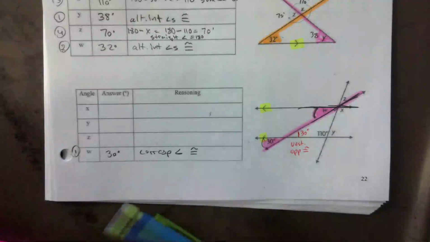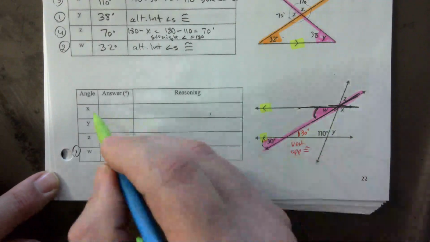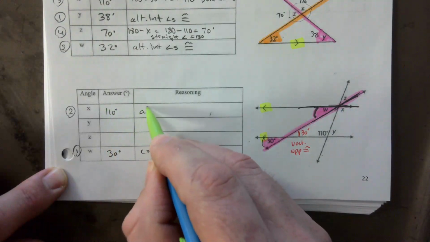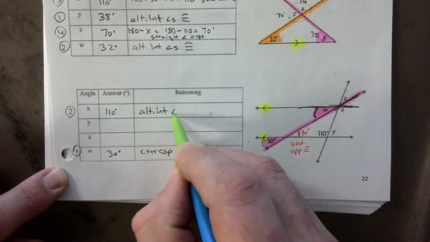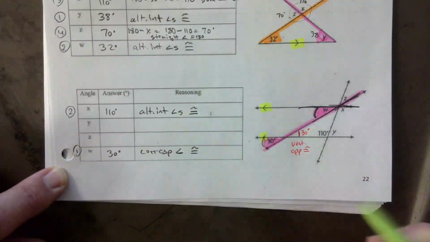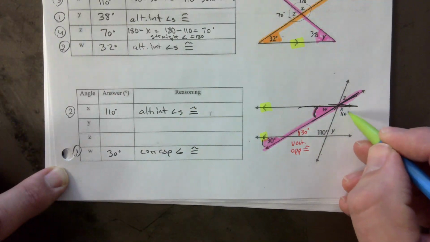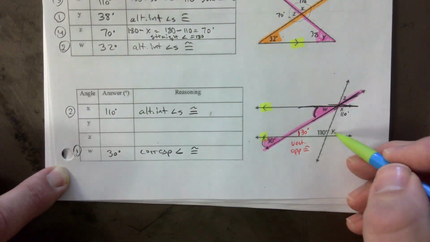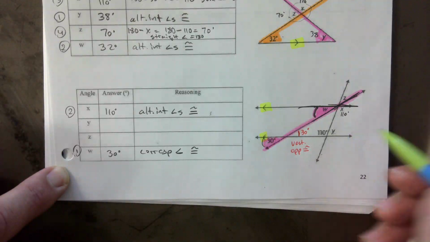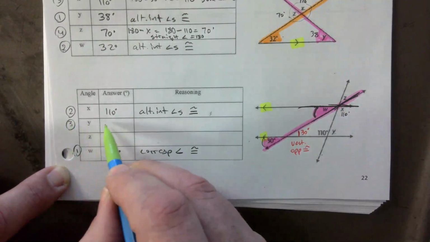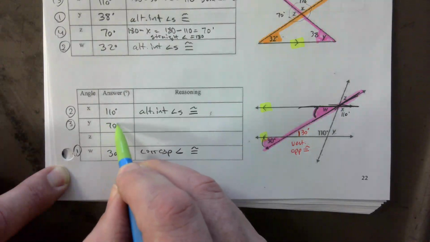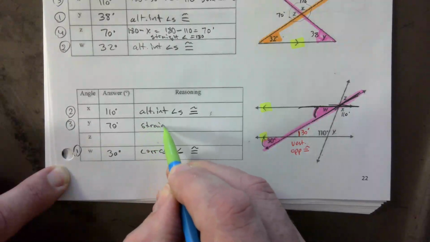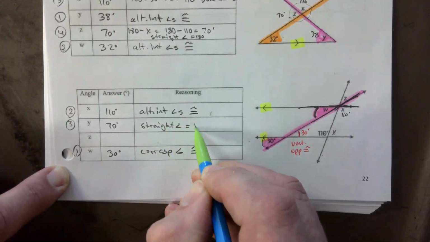So why don't we do that one? That one is fairly easy to do. So I'll do that second. That's 110. Alternate interior angles are congruent. Done. So I actually put 110 here. What about Y? Y is fairly easy as well. They're right next to each other. So that's going to be my third option. So that's 70, right? And I will just use straight angle is equal to 180.